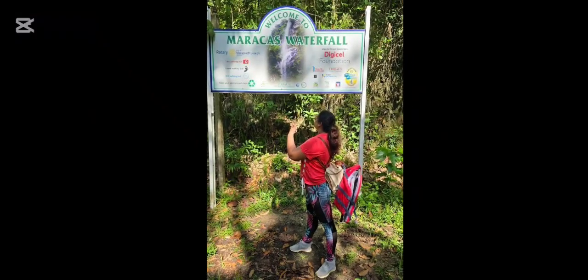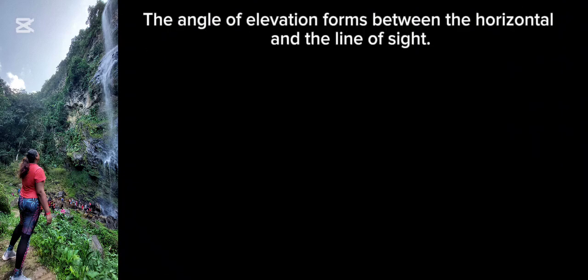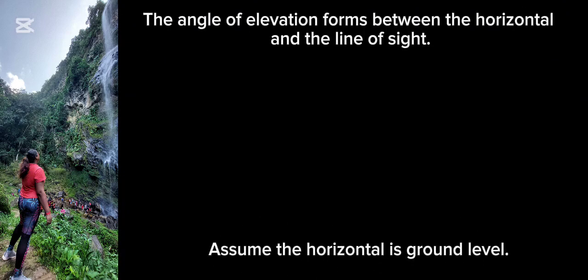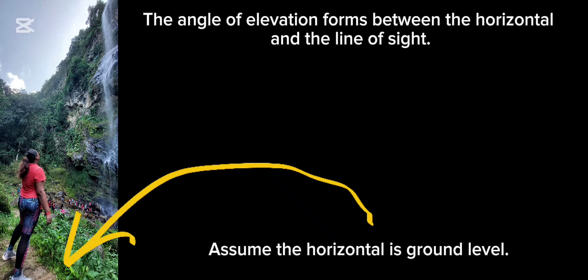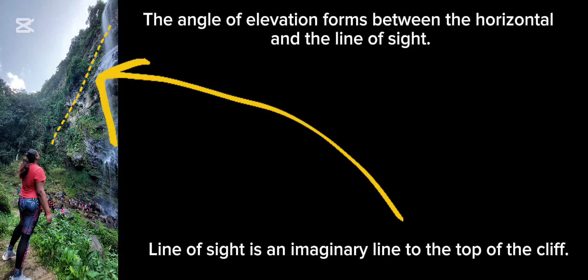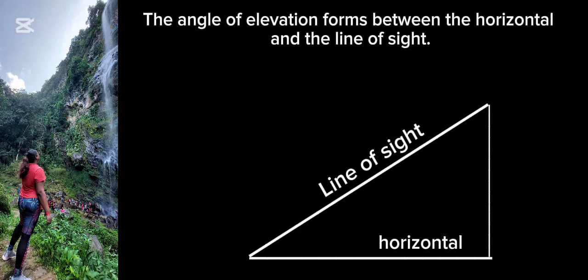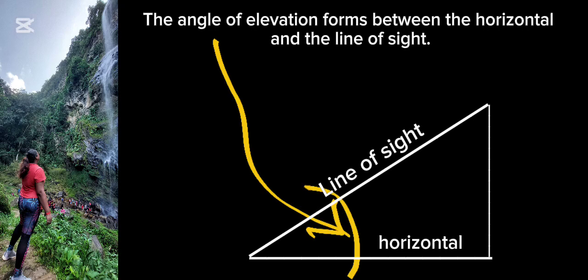Mary sets out to visit the Maracas waterfall. On arrival, her first action is to look up at the top of the cliff. The angle of elevation forms between the horizontal and her line of sight. In mathematics problems, this horizontal in angles of elevation is simply considered as ground level. The line of sight is the imaginary line which moves upward from the horizontal towards the point at the top of the cliff. Can you identify where an angle is formed? The angle of elevation forms between the horizontal and the line of sight.